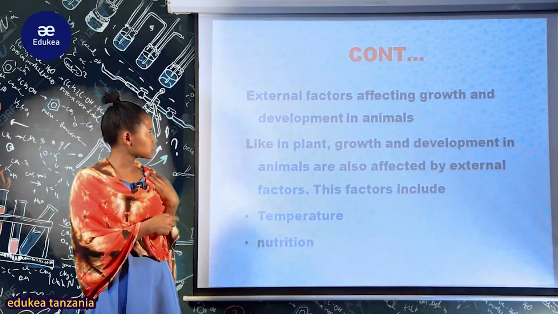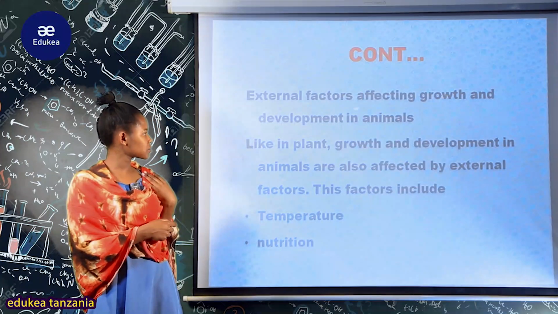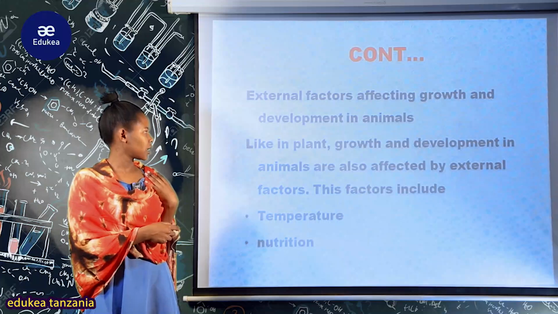Now we are going to look at the external factors affecting growth and development in animals.